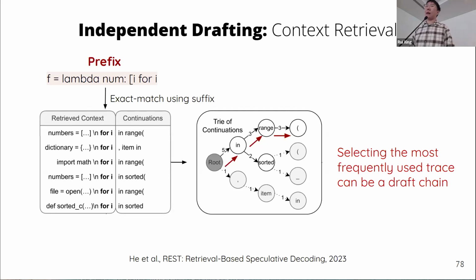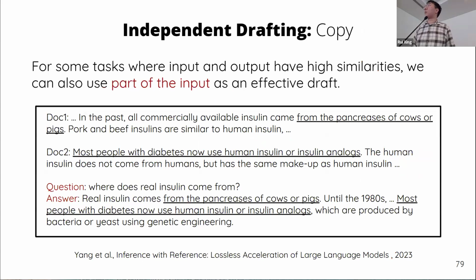Context retrieval is very simple and easy, but there is an even easier method if you have some special tasks. For some tasks, your input and output have high similarities. We can also use part of the input as an effective draft. This is also a very interesting idea. Here we show an example task of answering a question over a knowledge base. Here are two documents, and we want to use the model to answer the question.